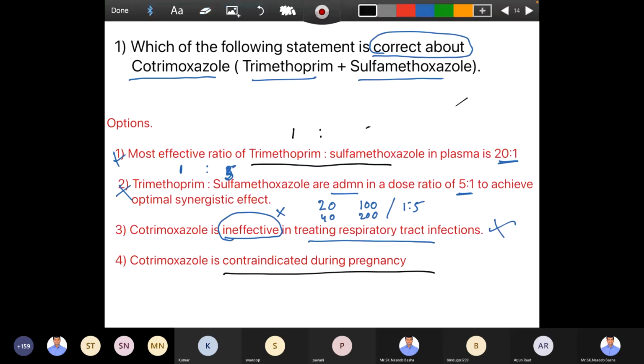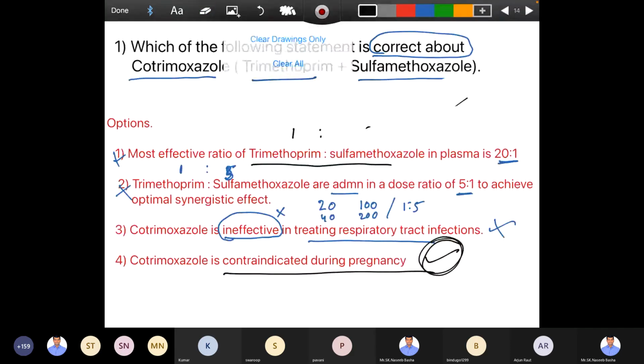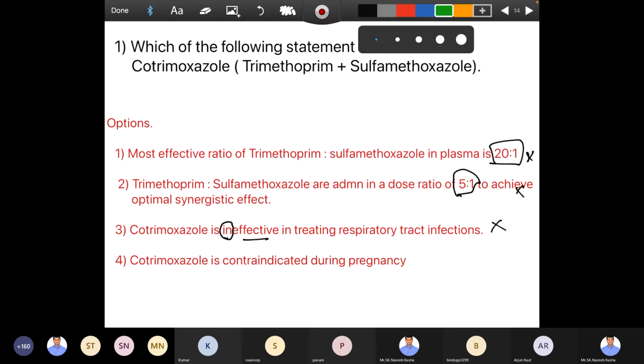Now, the reason why I say you need to read and comprehend, the exam purpose is to confuse you. This ratio is inversed. This ratio is inversed. If you don't read properly, you may be tempted to write this answer. No. This is ineffective. It says ineffective. No, cotrimoxazole is effective. So all of them are wrong. Then what is right? This one. Yes, it has been proven it will cause some pregnancy-related issues, so it is contraindicated. So this is where reading and comprehending carefully comes in.